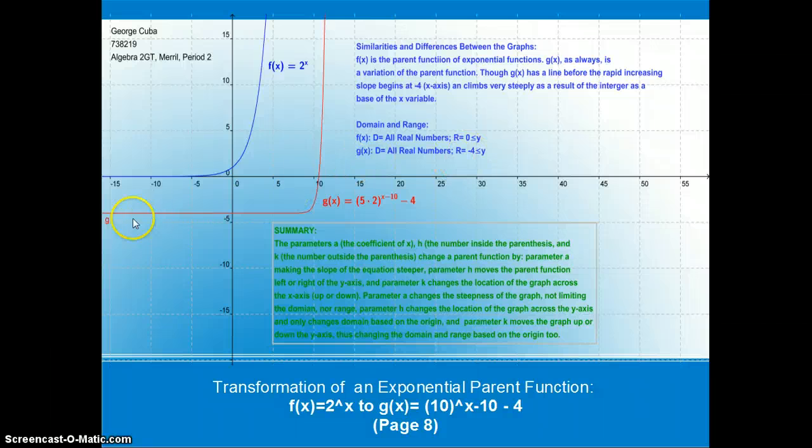Now for our modified, our range begins at -4, since it's the lowest point, the lowest y-intercept there, and then skyrockets to infinity.